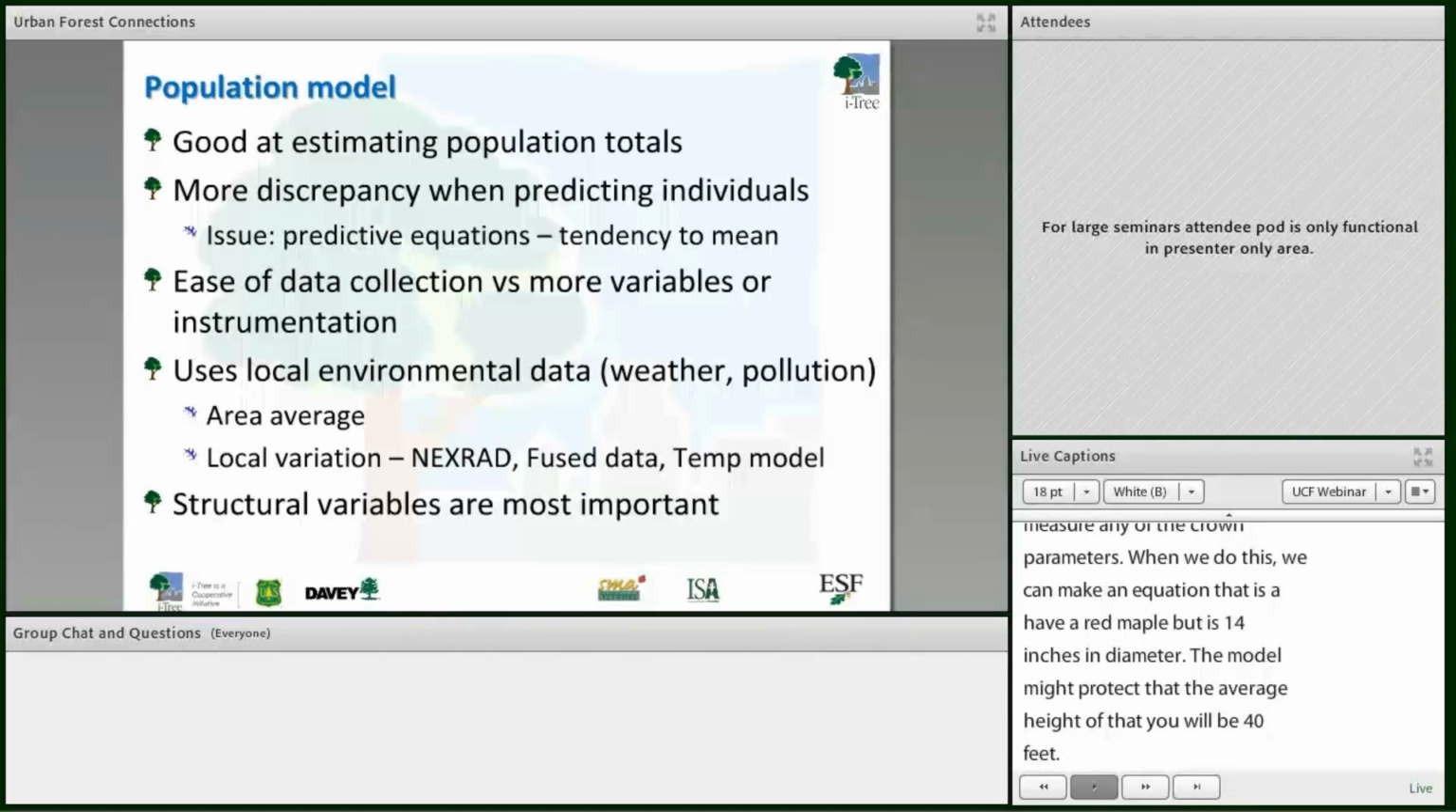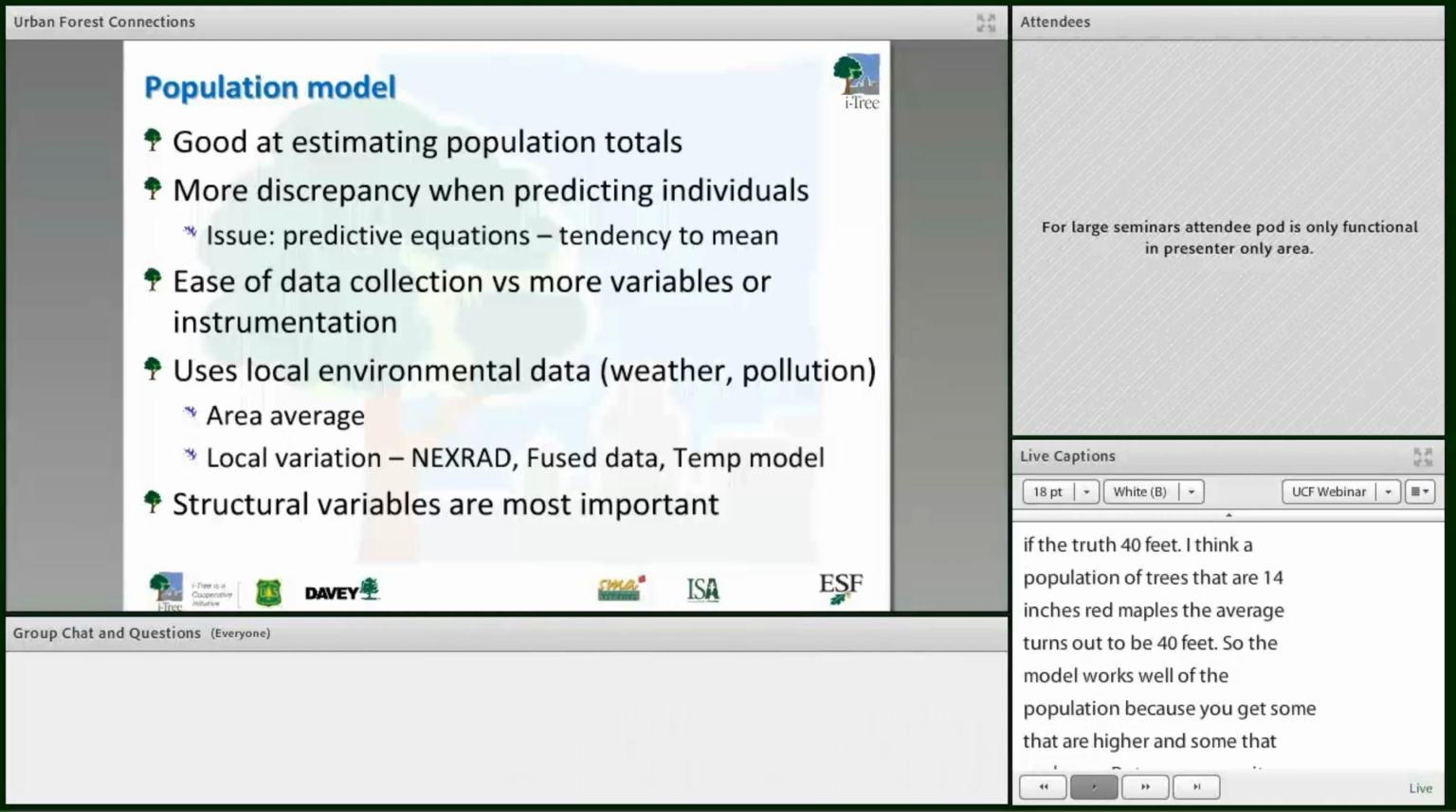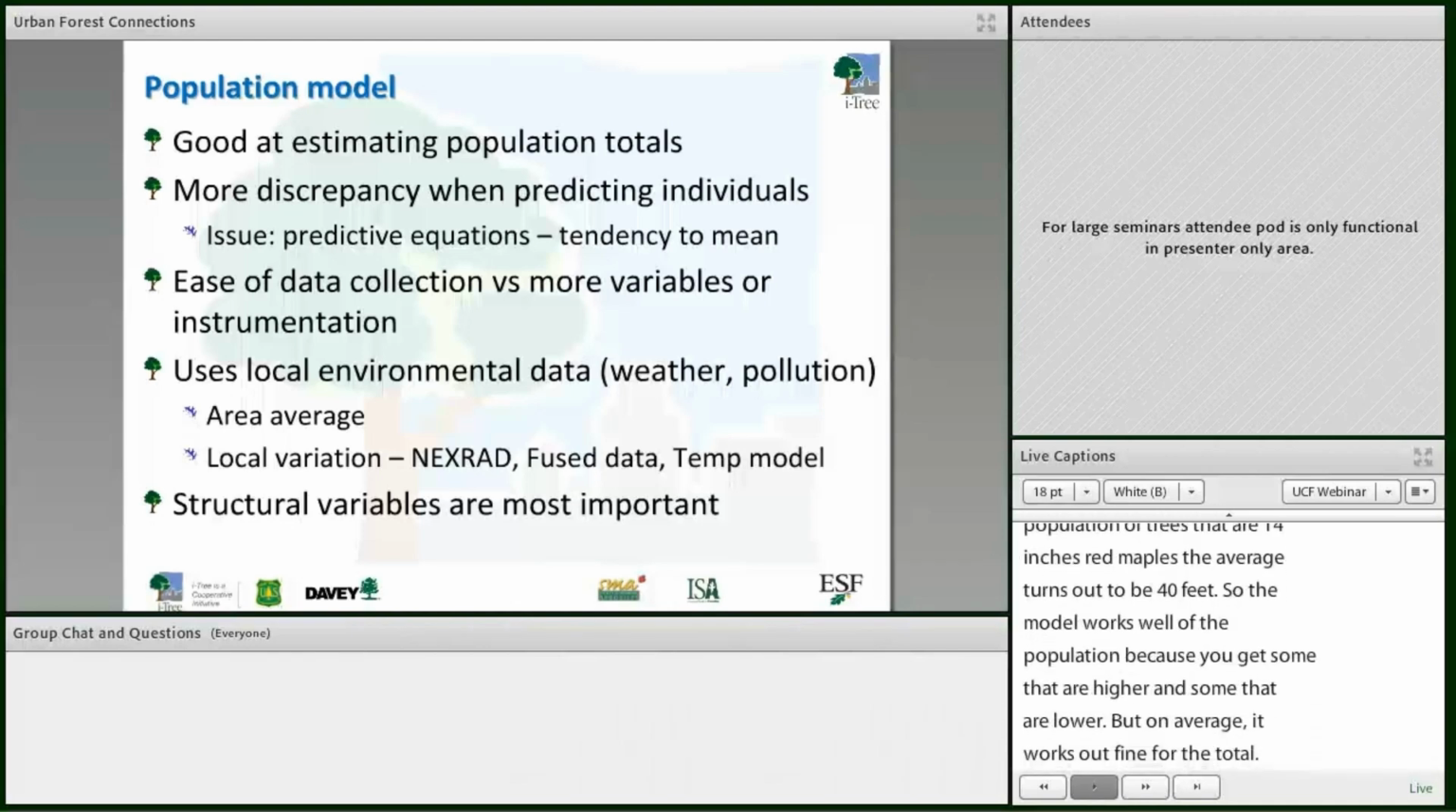So the model works well over the population because you get some that are higher and some that are lower, but on average it works out fine for the total. The problem is when the model goes to predict an individual tree, it's going to say 40 feet, and you walk up to the tree and say, well, this tree is 60 feet, or this tree is 20 feet. The model's not off, it's just that you didn't measure the height of that tree.